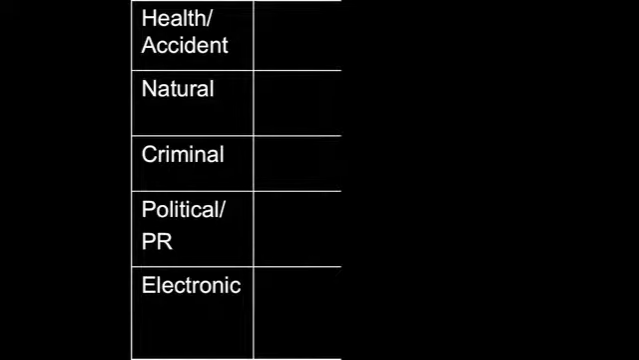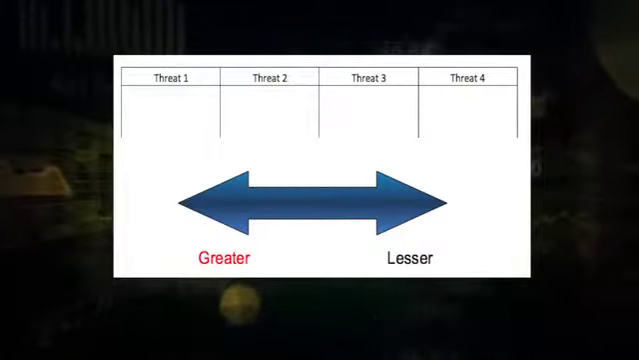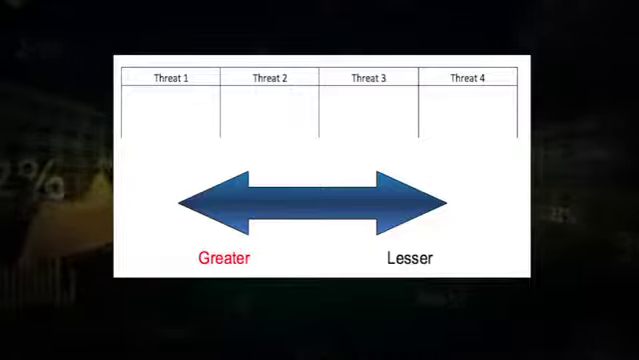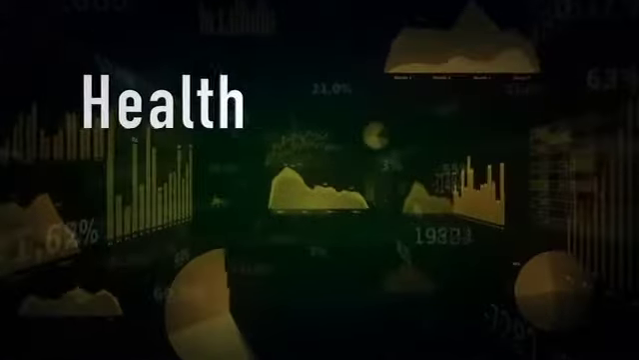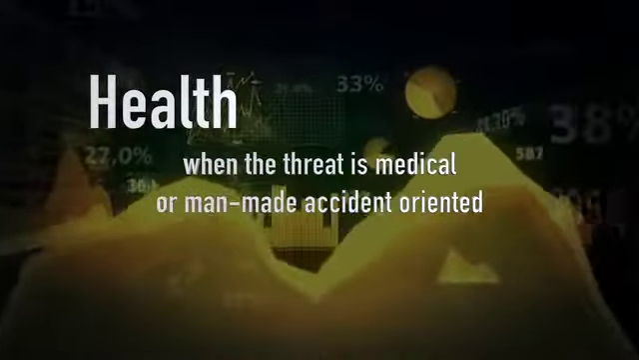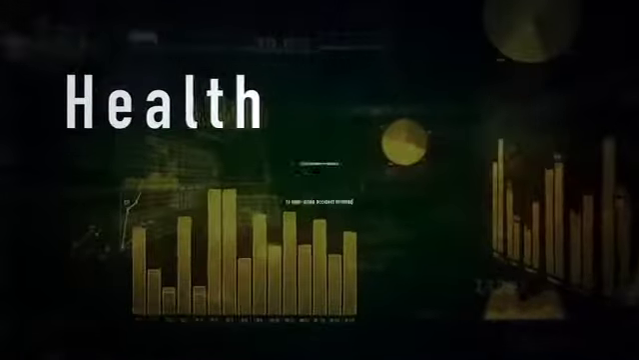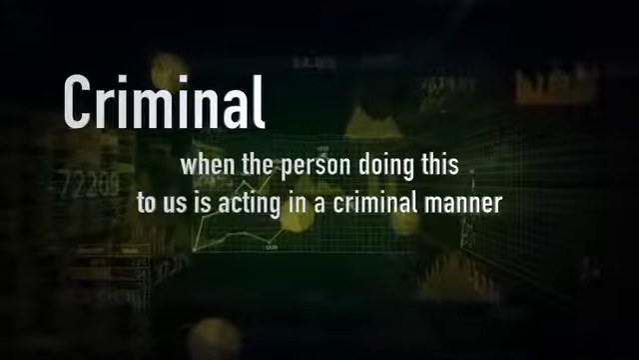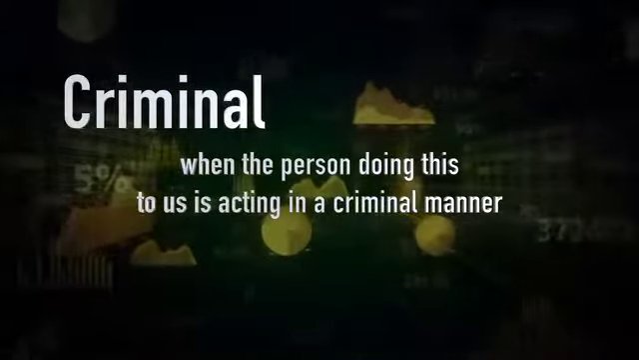As I said before, we will be using 5 categories: health or accident, natural, criminal, political, or electronic. Regarding the threat levels, you will see them run from 4 down to 1, 4 being the lowest, 1 being the highest risk. Let's talk about the 5 areas. Health or accident can be described as when the threat is medical or man-made accident-oriented, like a car crash.